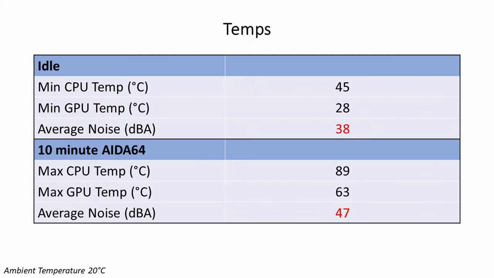Take a look at the temperatures. Our Ryzen 9 7900X, being cooled with a 280mm AIO at the top set to exhaust, idled at 45 degrees and reached a maximum of 89 degrees during a 10 minute Prime95 stability test. Our ROG STRIX RTX 4080 idled at 28 degrees and reached a maximum of 63 degrees during the stability test. We had an average noise level of 38 decibels at idle and 47 decibels under load.